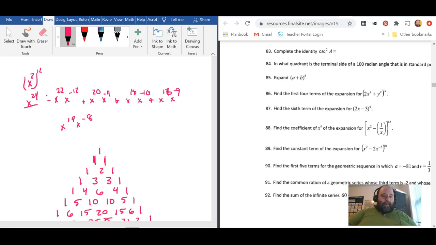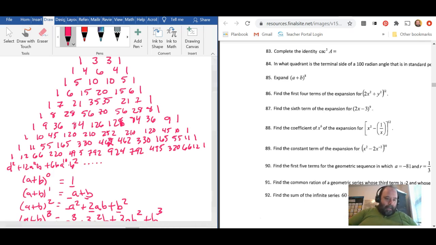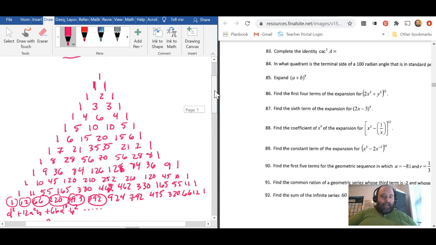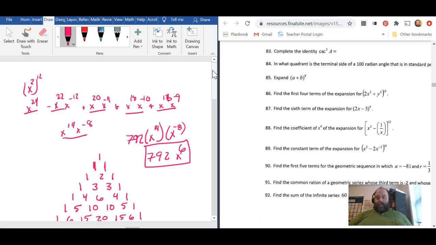So this is first, second, third, fourth, fifth, sixth term. Okay. So the sixth term in my expansion is 1, 2, 3, 4, 5, 6. So that's 792 as my coefficient, 792 times x to the 14th. And then the x to the negative 8th is the 8th power, so that's going to make that a positive, x to the negative 8th would be 792x to the 6th. So the coefficient for x to the 6th should be 792.